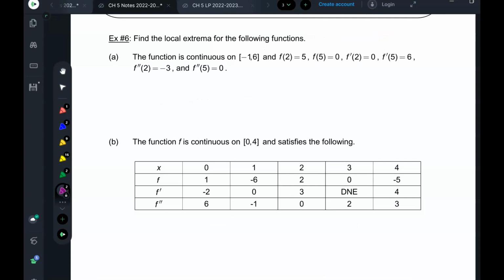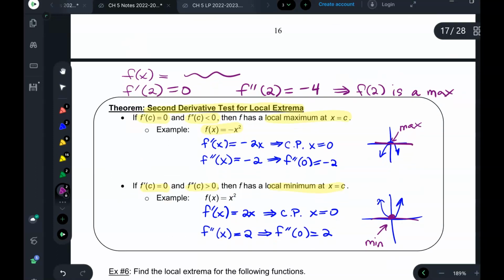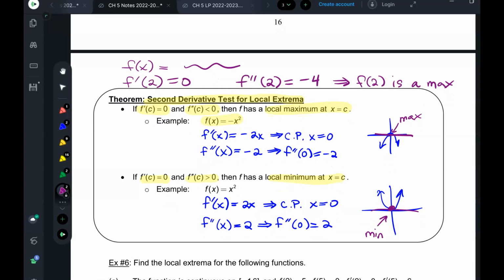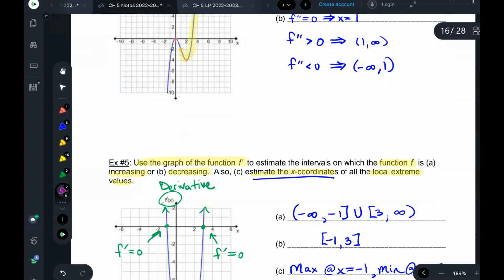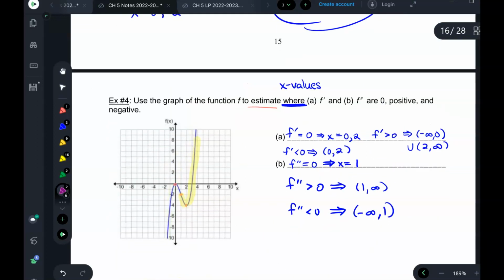Like, what if it was f prime of x equals 1/2, and 2 is the second derivative? No, the derivative has to be equal to 0 in order to use this. Go back to this one. Where was f prime equal to 0 on here? Where you had horizontal tangents.